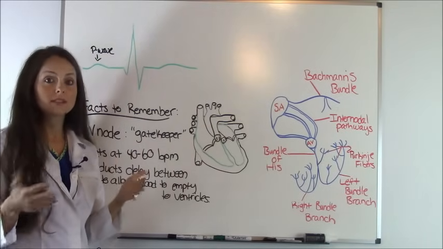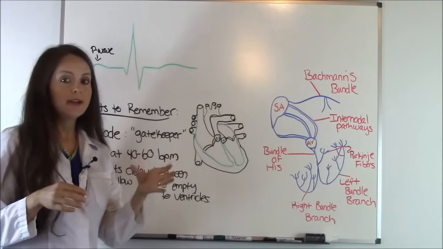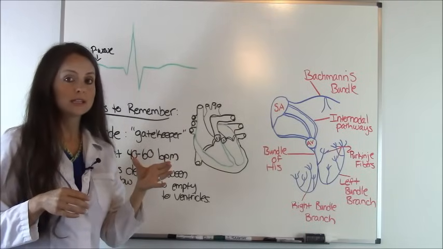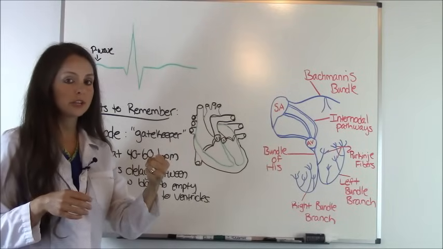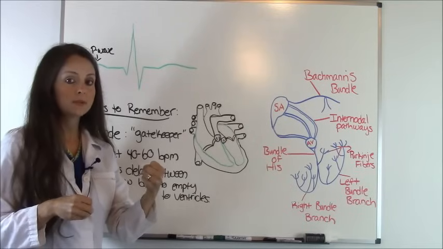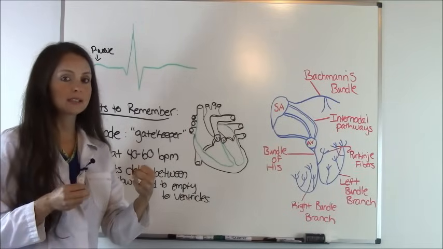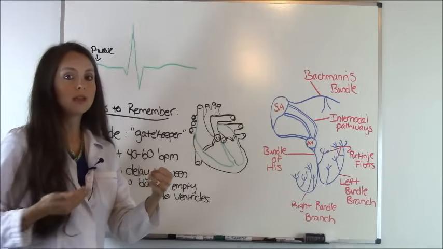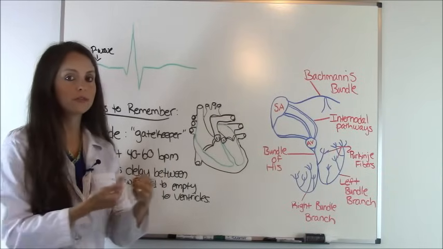The AV node allows a delay between the SA and the AV node, because remember, the SA node is contracting the atrium. When it contracts the atrium, it shoots blood down through your tricuspid valve into your right ventricle. And because of that delay, you want all that blood to empty completely into the ventricle, because if not, you would have backflow of blood.